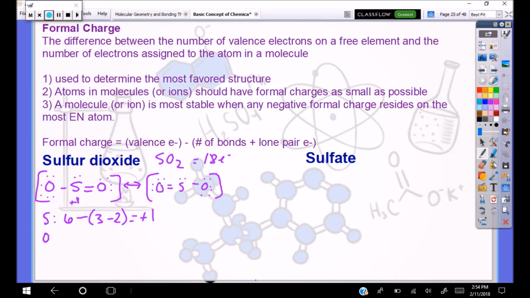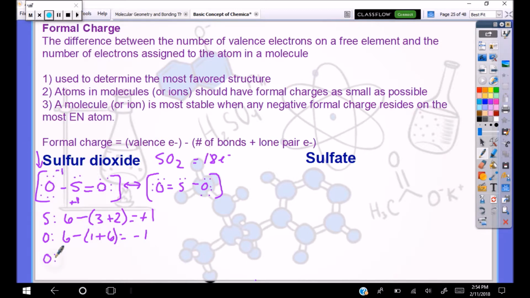If we look at the oxygen on the left in this first one here, this oxygen also normally has 6. It has 1 bond, and it has 6 lone pair electrons on it. All right, so that is 6 minus 7. This gives us a -1. This is going to have a -1 charge on this oxygen.